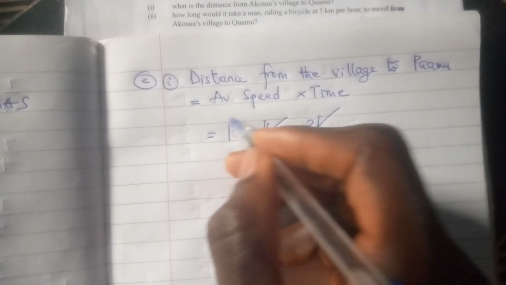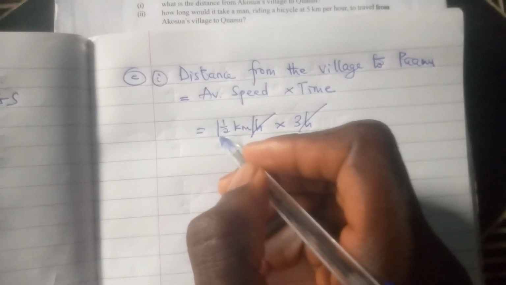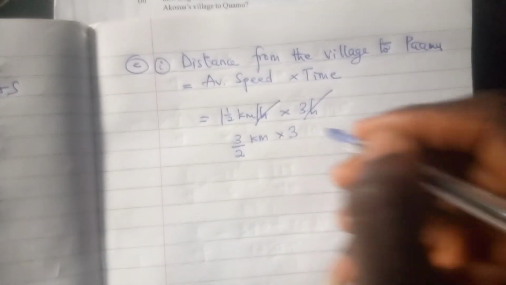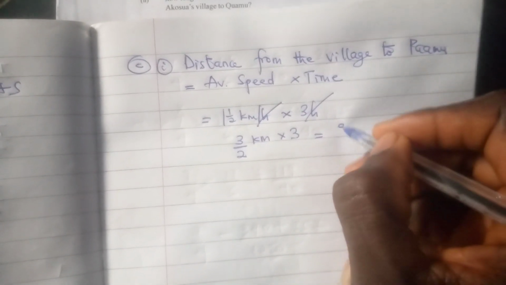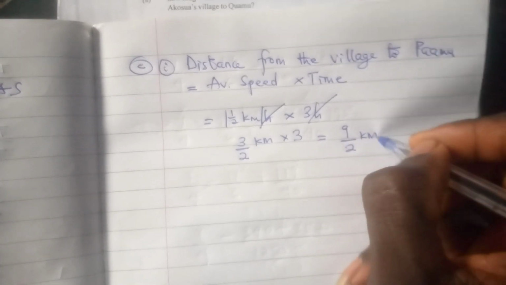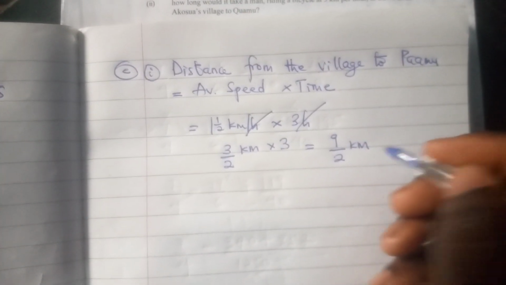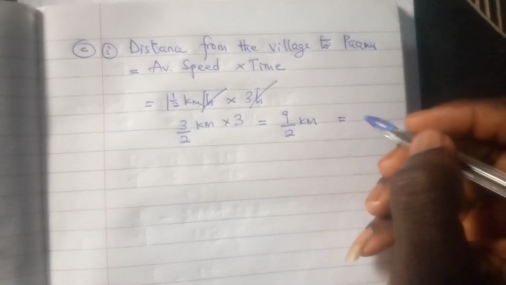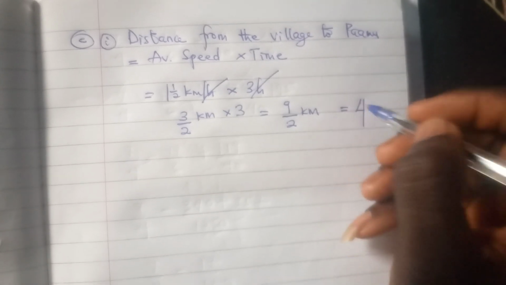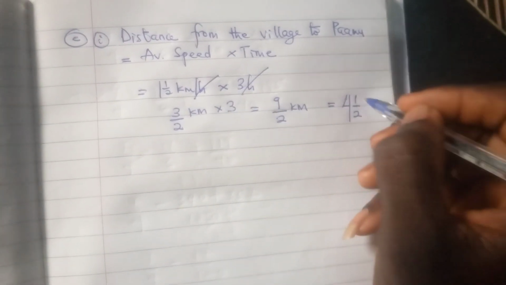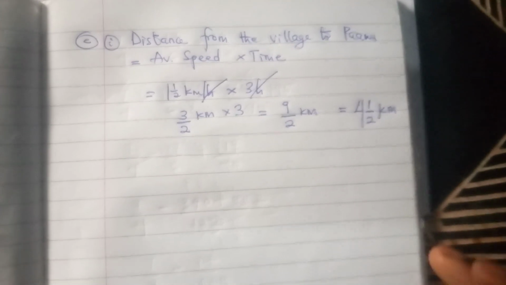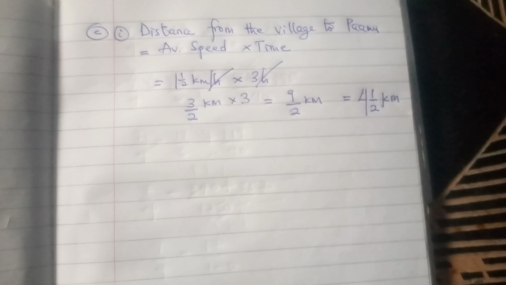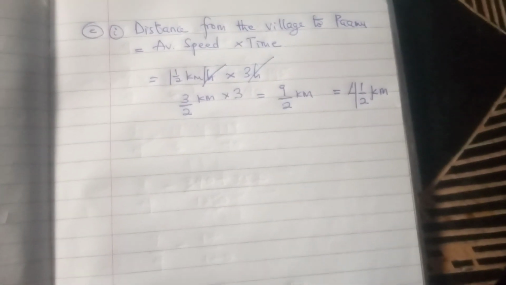Now we have this, which will be changed into an improper fraction as 3/2 kilometers times 3, which is 9/2 kilometers. So the distance she walked from the village to Pamu, we can say is 4.5 kilometers. So this is the distance. Now when she got to Pamu, she took a bus from Pamu to Kwamu.